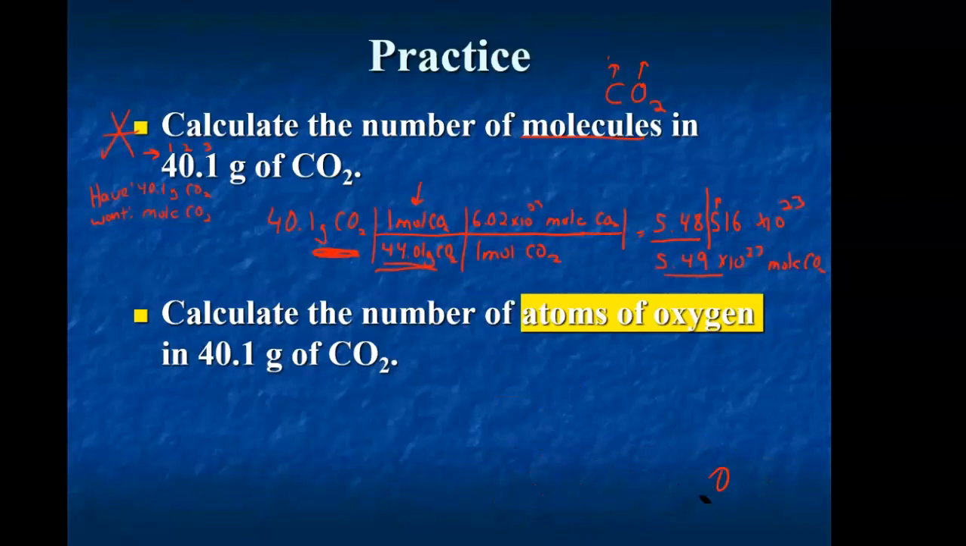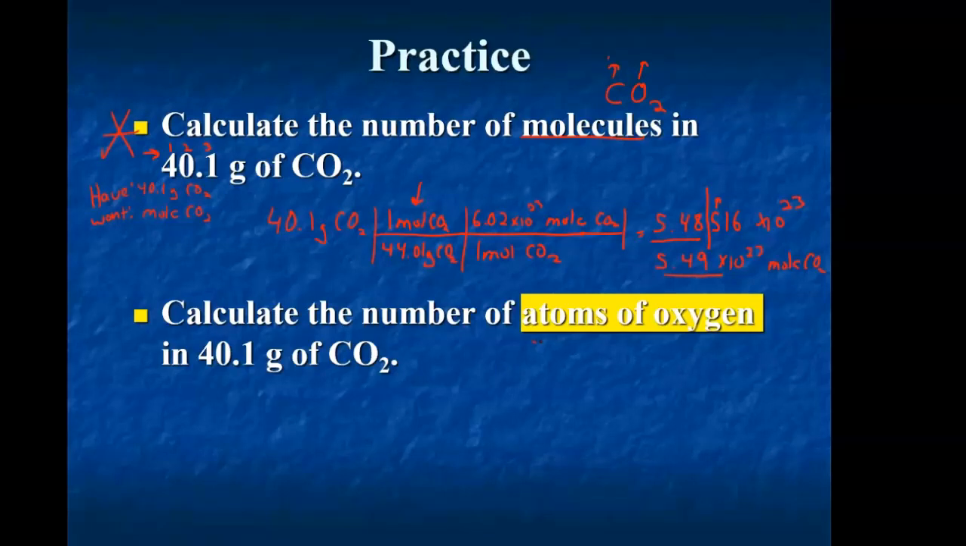There's a question on your final like this too. That's why I always make sure to spend lots of time on it for you. Okay, this one says calculate the number of atoms of oxygen in 40.1 grams of CO2.